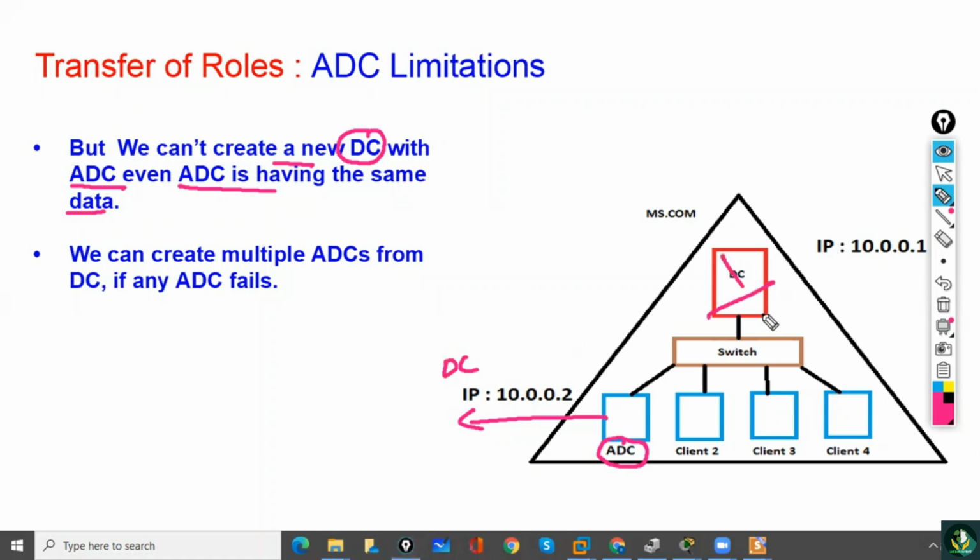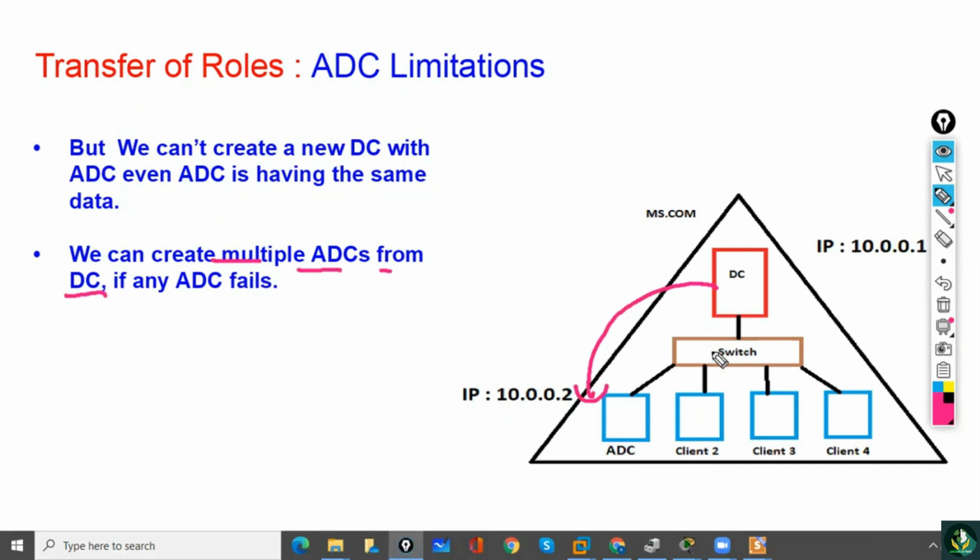Let us say we have removed this server. We have the ADC, and the ADC also goes down. The user won't be able to log on to the server because we could not create one additional domain controller using this ADC. So we can create multiple ADCs from the DC. That is why we are moving all the roles from DC to ADC, and this server will become the DC. Now what we can do is make ADCs from this server.